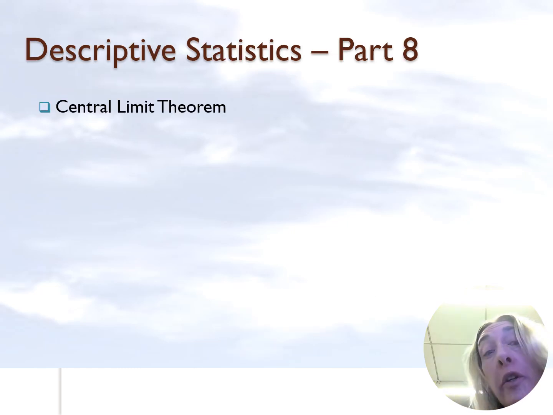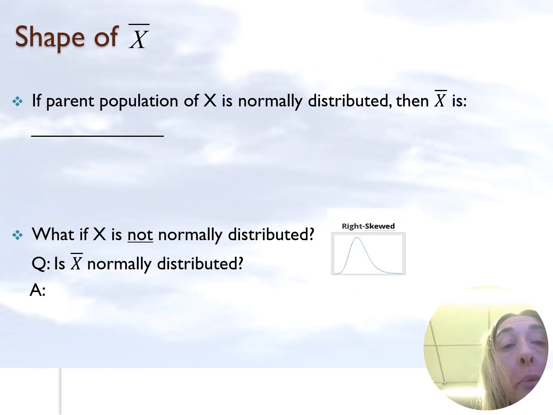In this video, we're going to discuss the central limit theorem. Previously, we learned that if the parent population of X is normally distributed, then automatically X bar will be normally distributed.